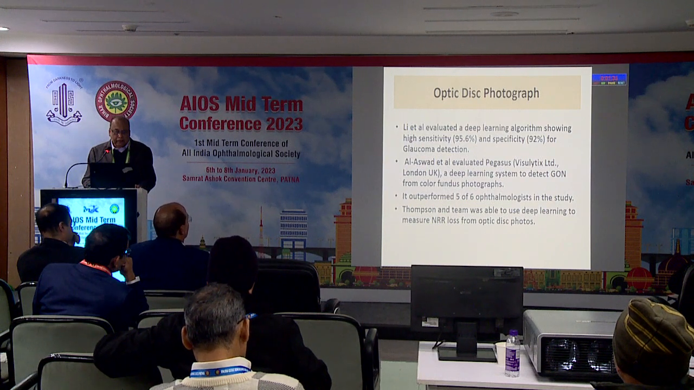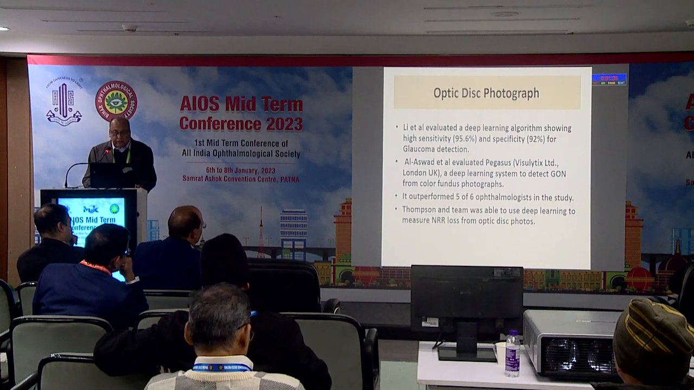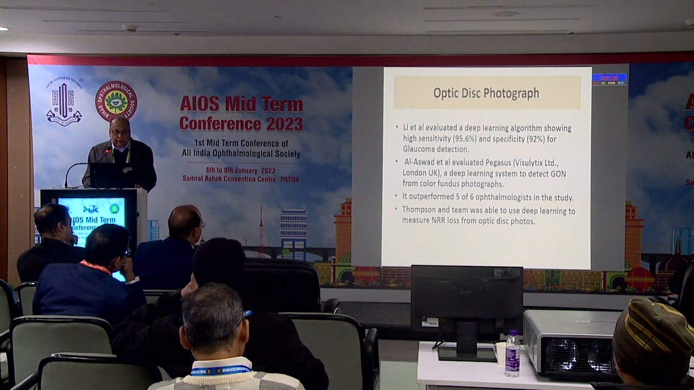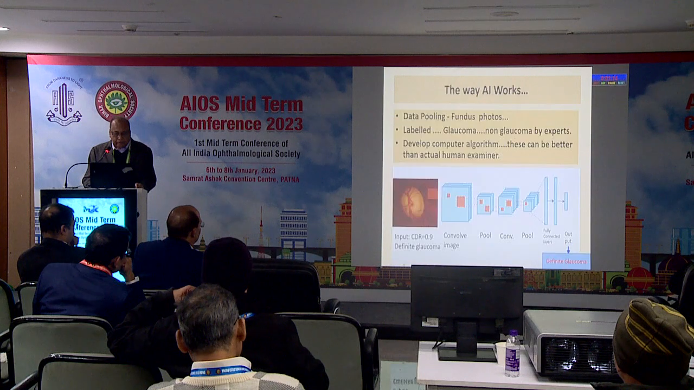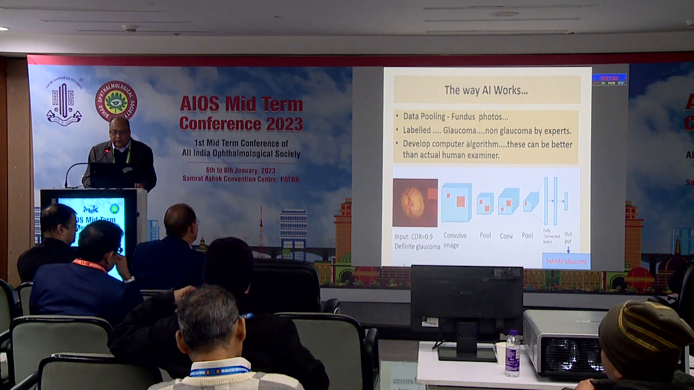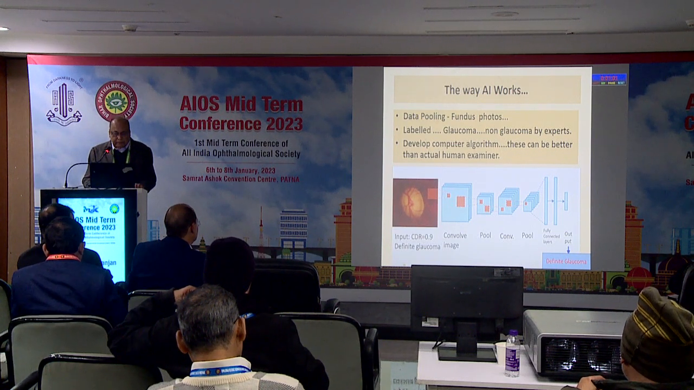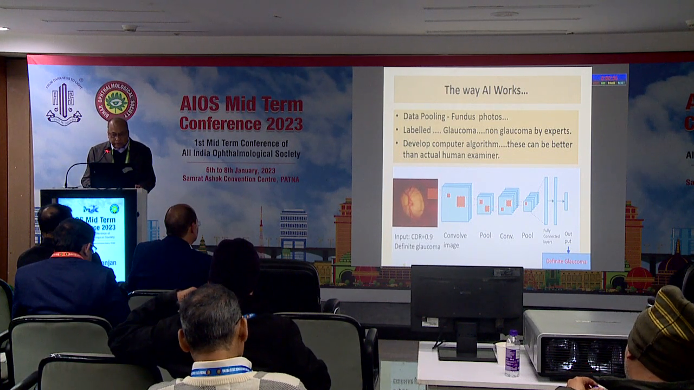The optic disc photograph is another important factor, and a lot of studies have evaluated that it has a high sensitivity of approximately 95.6% and specificity of 92% for glaucoma detection. There are various studies that have been done, and how it is done is that a large pool of data, fundus photographs, are labeled as glaucoma and non-glaucoma by experts, and a computer algorithm is developed which can be better than the actual human examination. The picture is shown here at the bottom, how this is done.